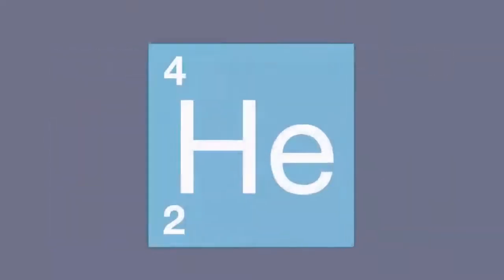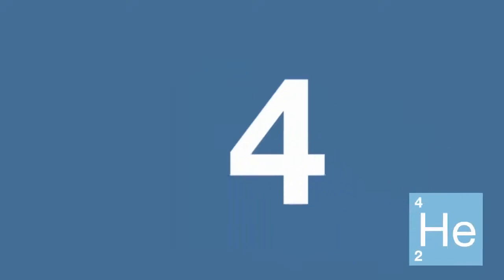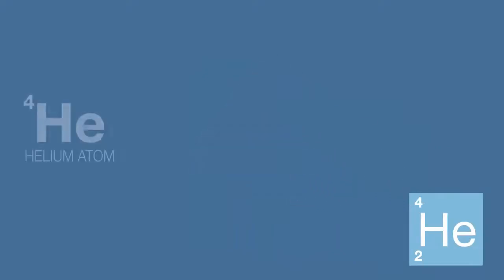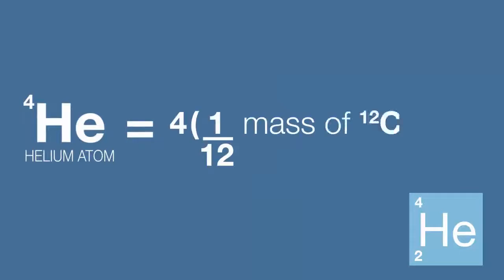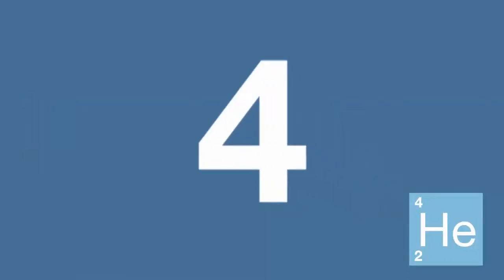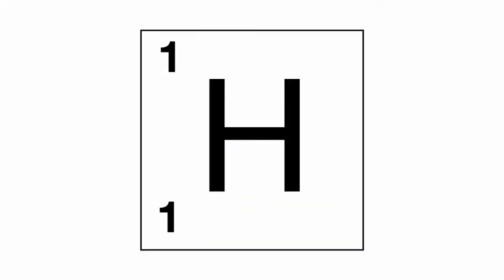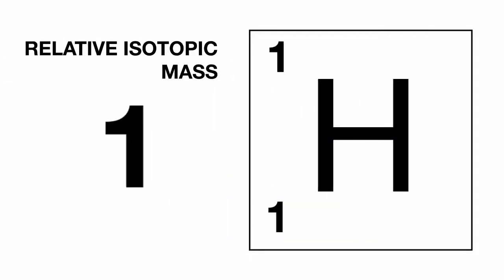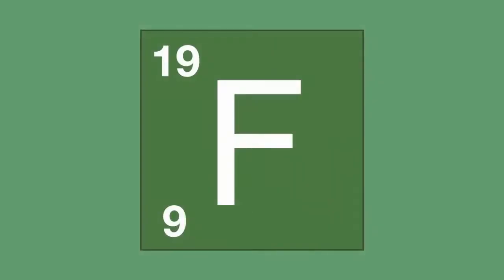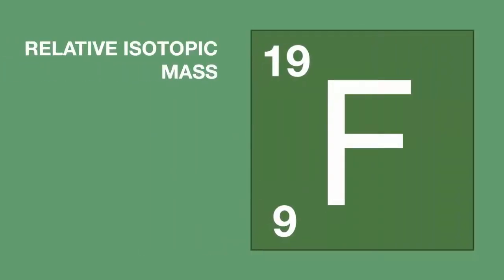Our earlier example of helium had an atomic mass of 4. In full, this means that the helium atom has a mass of 4 times 1/12 of the mass of a carbon-12 atom. Of course, it's far easier to write this as 4. Following this rule, a hydrogen atom has a relative isotopic mass of 1, and a fluorine atom has a relative mass of 19.